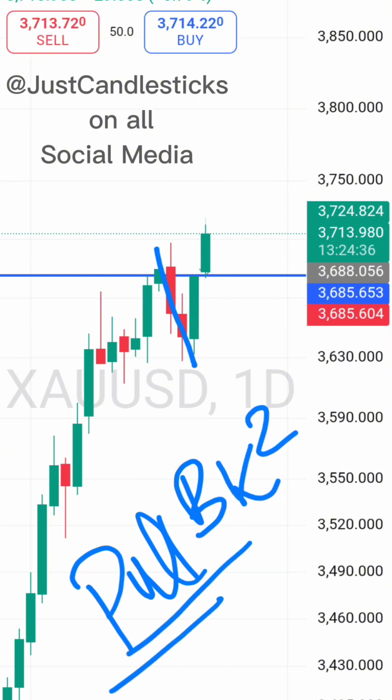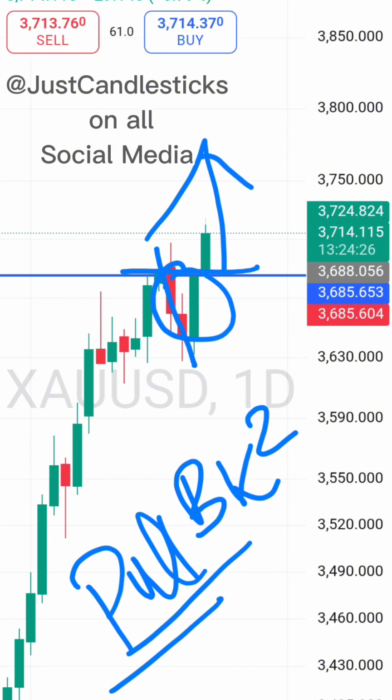Pullback 2. So after this pullback 2, it means this green candle was last week Friday. At this pullback 2, we take a trade from here to nowhere. We don't know where the gold is going. Remember, I'm saying that, but this is a pullback 2, meaning that today's candle is going to be a buy.